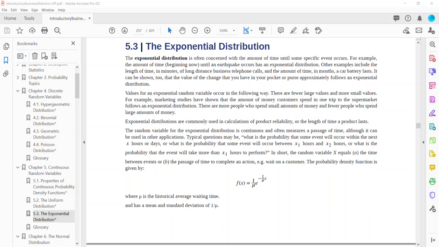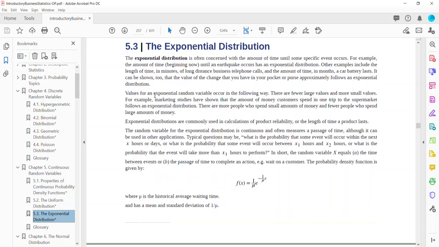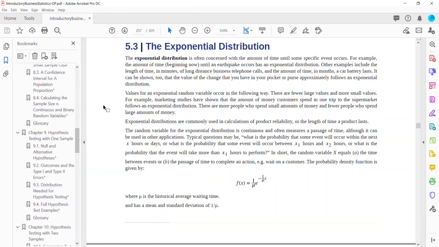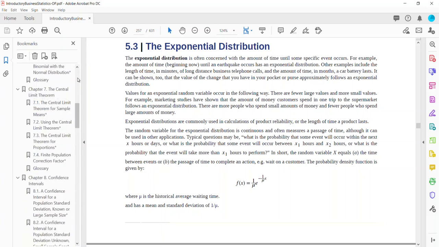Hello class, I'm here to talk about the last distribution in chapter 5. We have gone through the uniform distribution. I have assigned quite a few problems, and now we're going to be talking about the exponential distribution. In chapter 6, we're going to be jumping to the normal distribution, or the standard normal distribution. Chapters 7 and 8 will build upon all that. Actually, all the remaining chapters are going to be mostly building upon chapter 6.